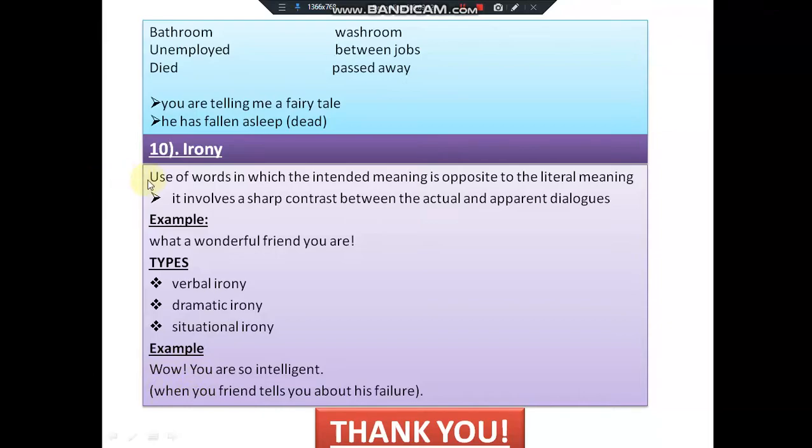Irony has some types: verbal irony, dramatic irony, and situational irony. As far as your level is concerned, you don't have anything to do with these types, but you must have knowledge of the types irony has. Verbal irony we use in our daily routine, but dramatic and situational irony you need to understand, though they have no link with your level. So moving to the next part.